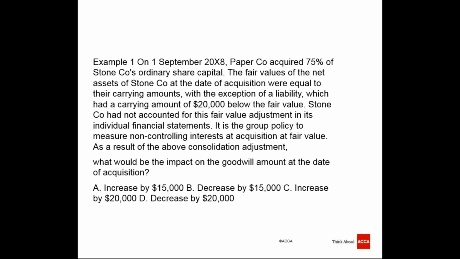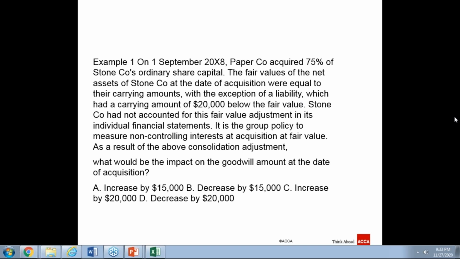So when you increase the value of the liability, what will be the impact on the net assets? Whether it will go up or down. If we increase the liability, the net assets will go down. Very good. So when the fair value of net assets decreases, it will increase the goodwill.